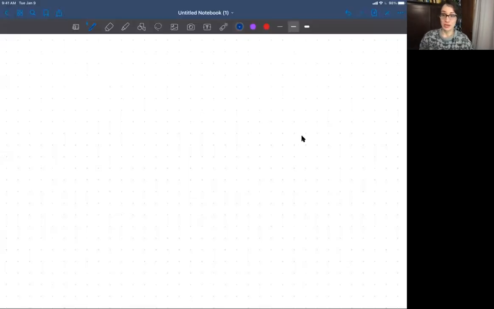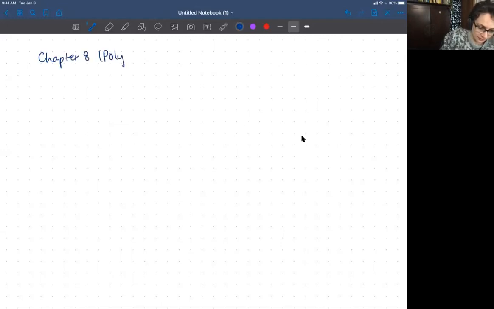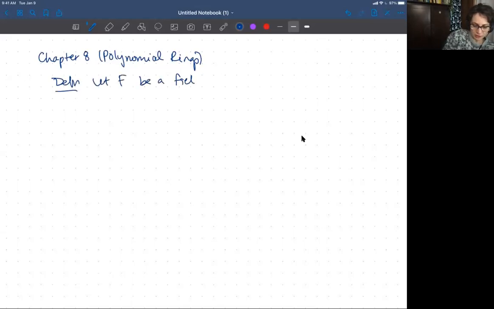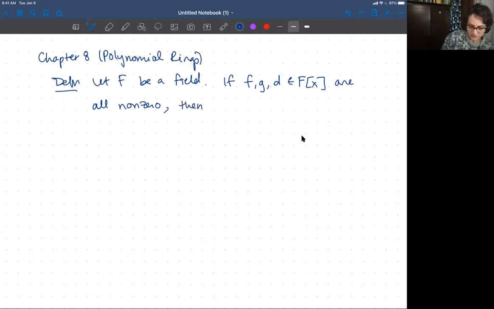Okay, so last class we talked a little bit about polynomial long division and how we might use that to find GCDs. I thought I would define the GCD for us. So this is all still in chapter 8, which is about polynomial rings. And if we take a field F and we look at the polynomial ring F[x], and we take f, g, and d to be elements of F[x], let's say they're all non-zero, then d is going to be the GCD, the greatest common divisor, of f and g.